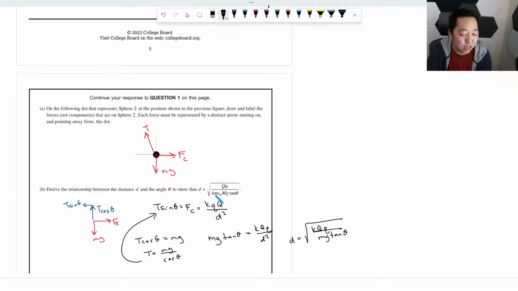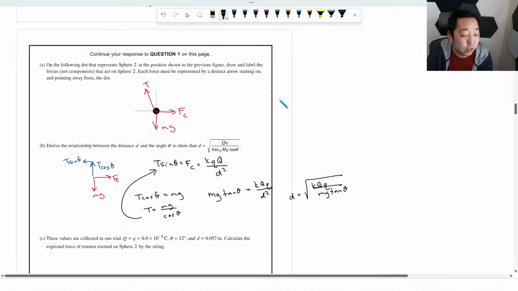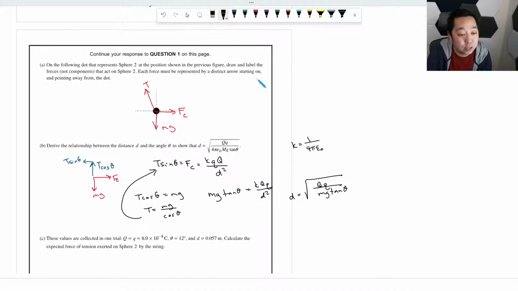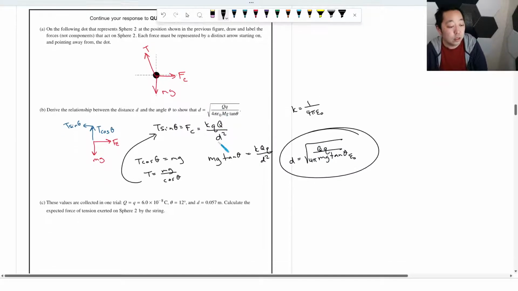Oh, they use k. I hate the 4 pi. I always use k. Okay, so k is equal to 1 over 4 pi epsilon naught. I don't know why they just... It's just more writing, so I'm lazy, okay? Whenever I have to write more stuff, I honestly don't write it like that.